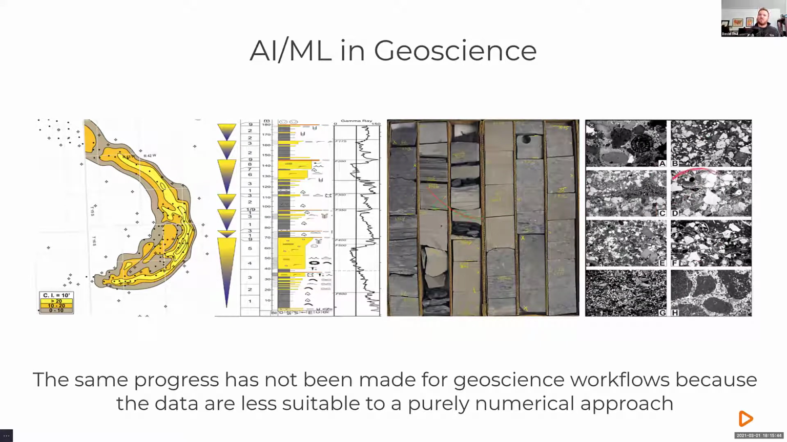And the same goes for things like thin section data. Sure, you can have point counts or you can have aggregates and numerical data, but the reality is most of this stuff lives as pictures in our world and not as numerical data as such. So the progress has not been very solid in geoscience because the data are just less suitable. They're not structured in the same way that a computer looks at information.